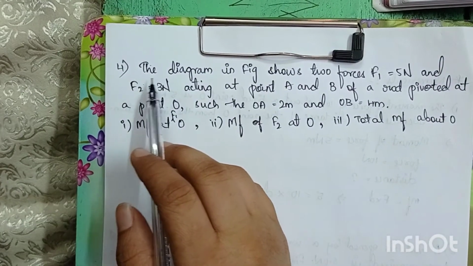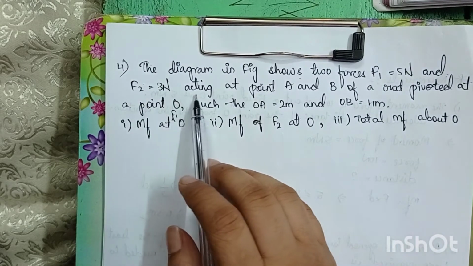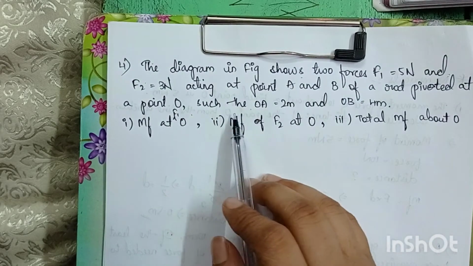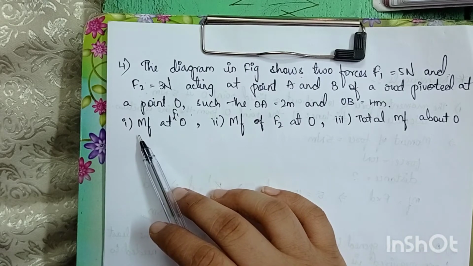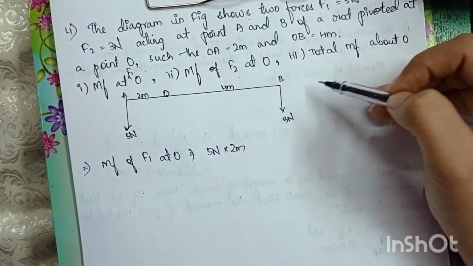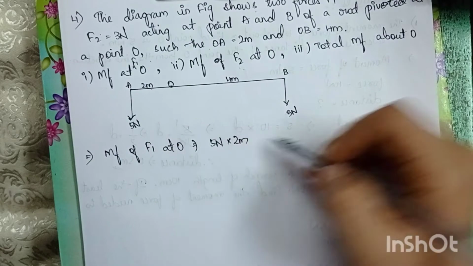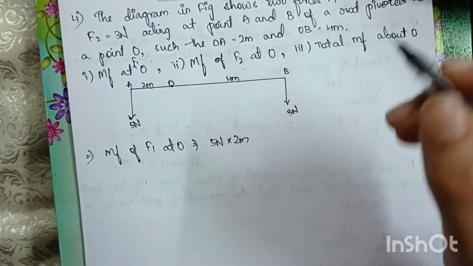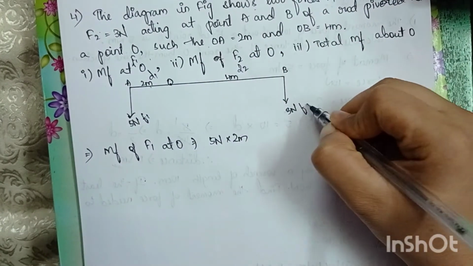The fourth question: the diagram in the figure shows two forces, F1 of 5 Newton and F2 of 3 Newton, acting at points A and B of a rod pivoted at a point O, such that OA is 2 meter and OB is 4 meter. We need to find the moment of force F1 at O, the moment of force F2 at O, and the total moment of forces about O. So this is the diagram. This is F1 5 Newton, this is F2 3 Newton, this is D1 which is 2 meter, D2 4 meter.